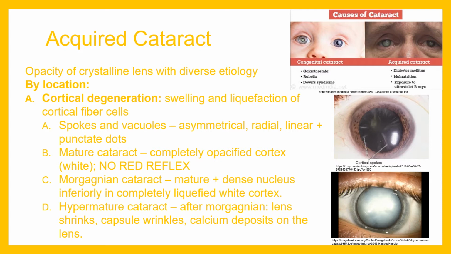Hypermature cataract is the stage after the Morgagnian, and the lens as a whole shrinks and the capsule that surrounds the cortex wrinkles, because the liquefied cortex eventually dries and leaks out, and the calcium deposits on the lens as well.